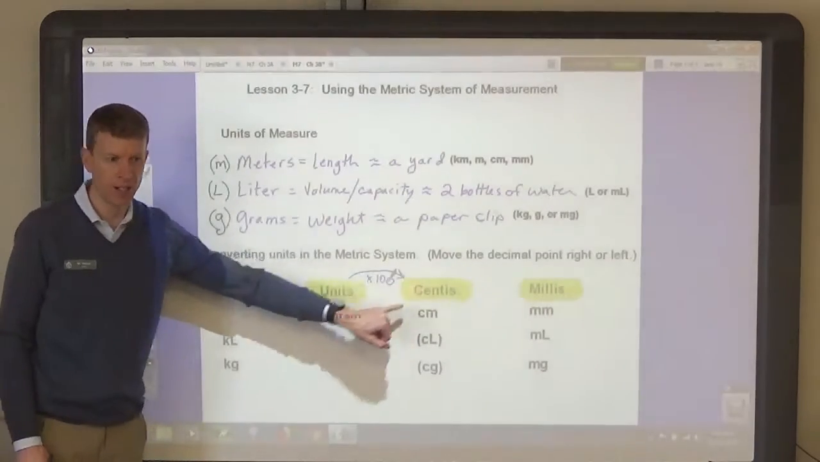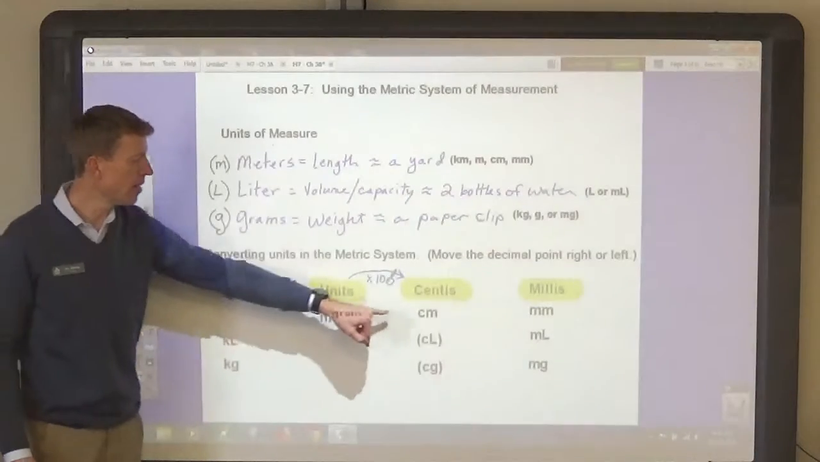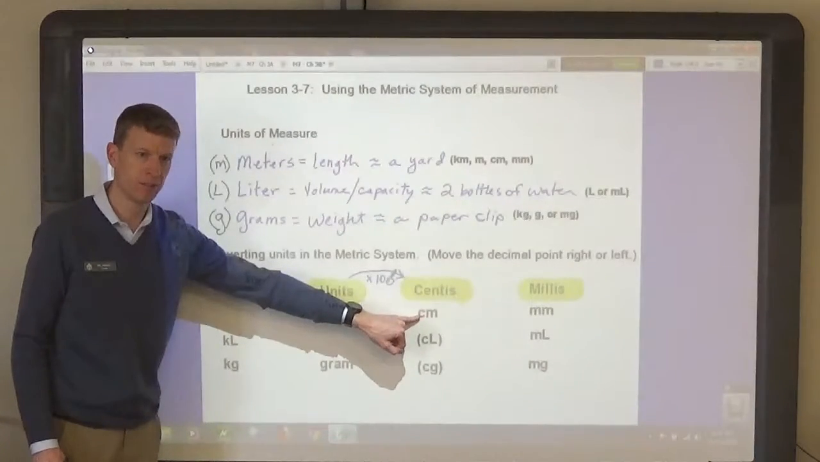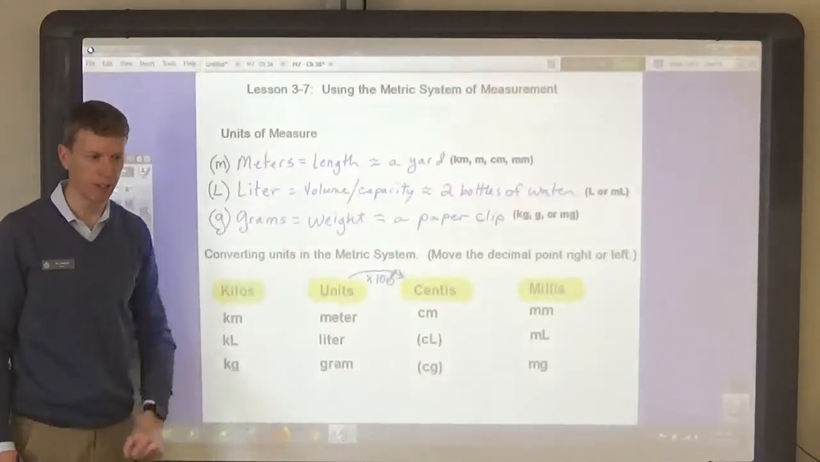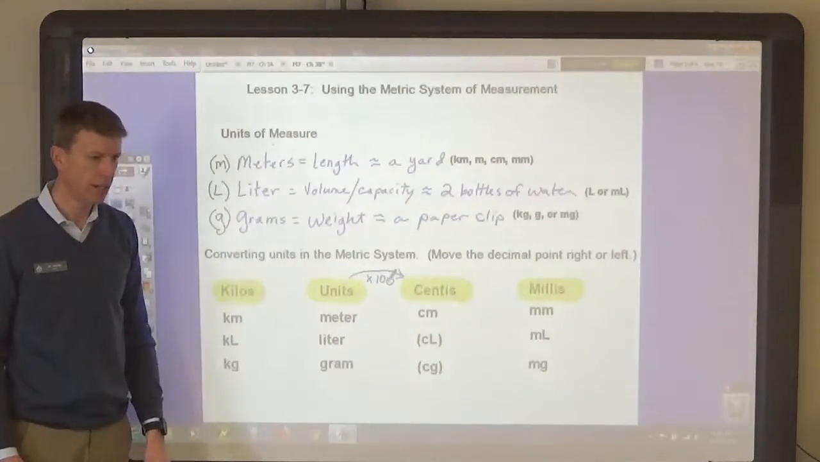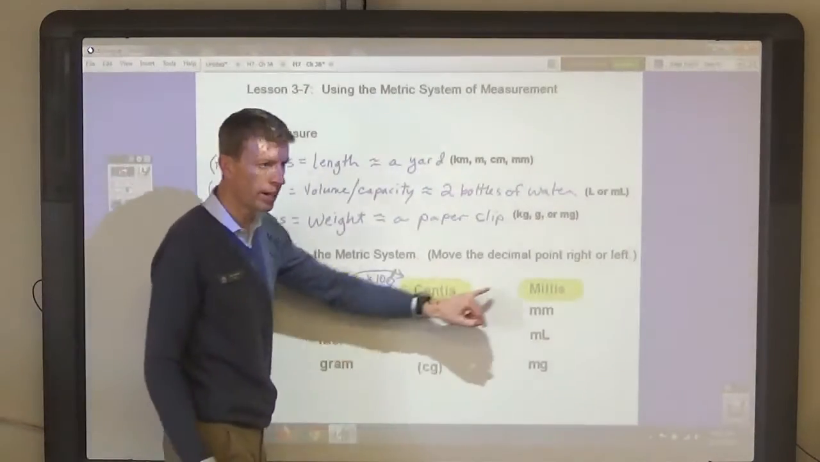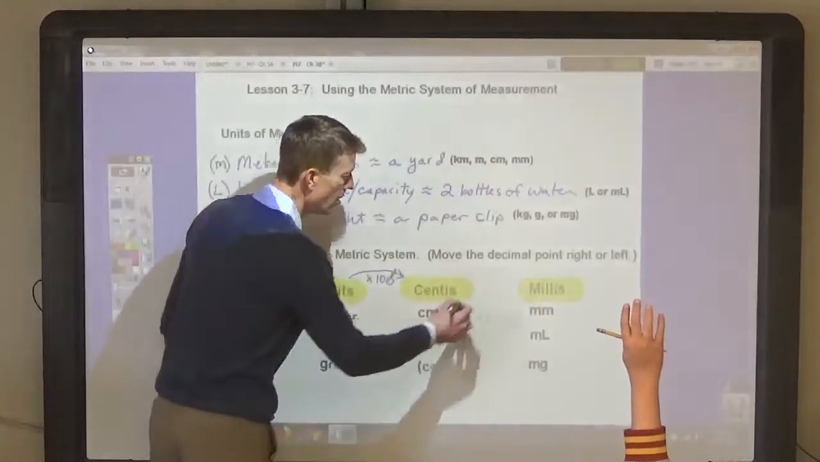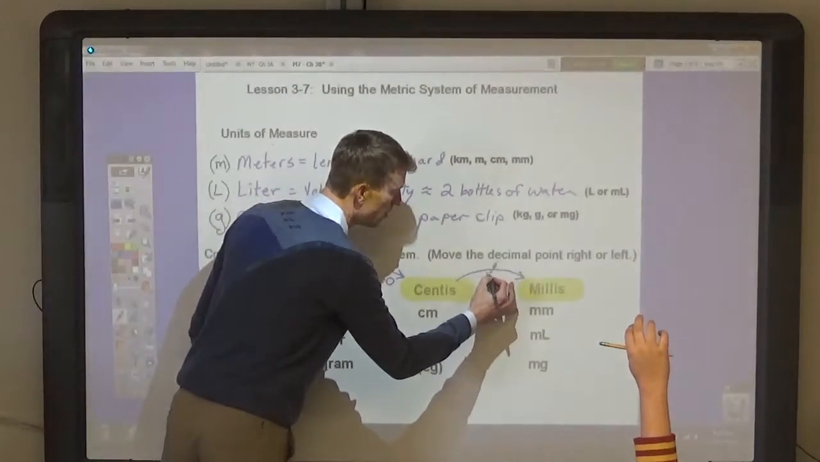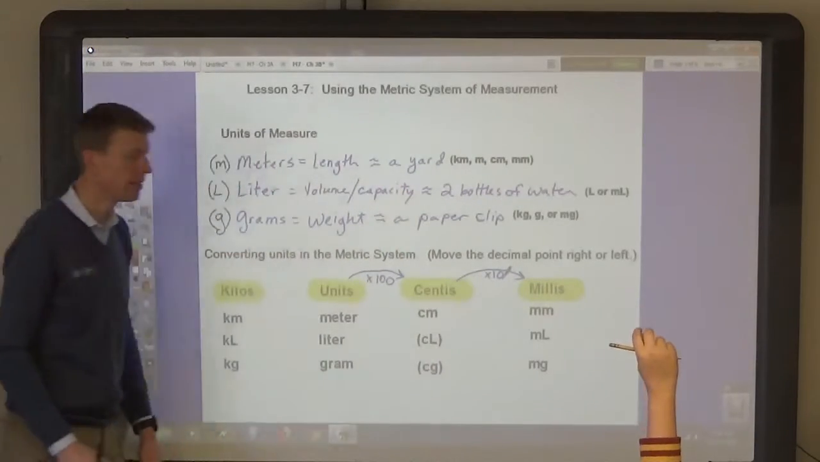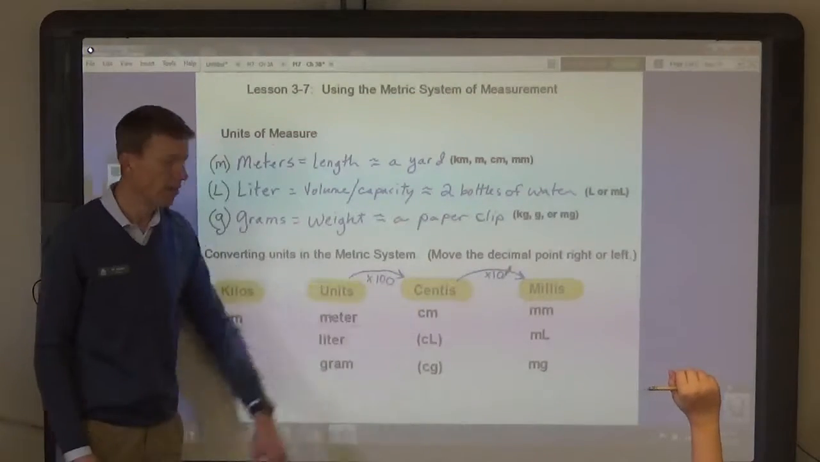1 times 100. Same with 1 meter. 1 meter is 100 centimeters. So you'd multiply by 100 to convert the label to centimeters. Okay? If you have centimeters and you need to know what it is in millimeters, you multiply it by 10. So write times 10. Draw a little arrow and write times 10.